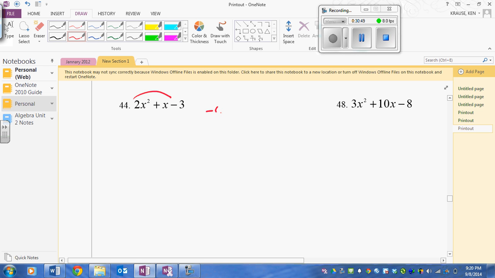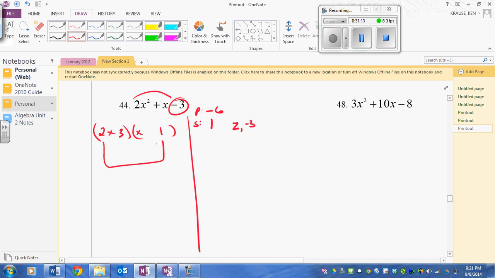Product is negative 6, sum is 1, so it has to be positive 3 and negative 2. So, let's do it my way first. So it's going to be 2x and x. There's only one way to multiply 3, 1 and 3, so put a 3 here, and a 1 here just for fun. That's 2x, and that's 3x. And if I subtract those, I get this 1x. I just gotta make sure this one's positive. So this is positive, this is negative. And the way to multiply to that is 2 times negative 3.